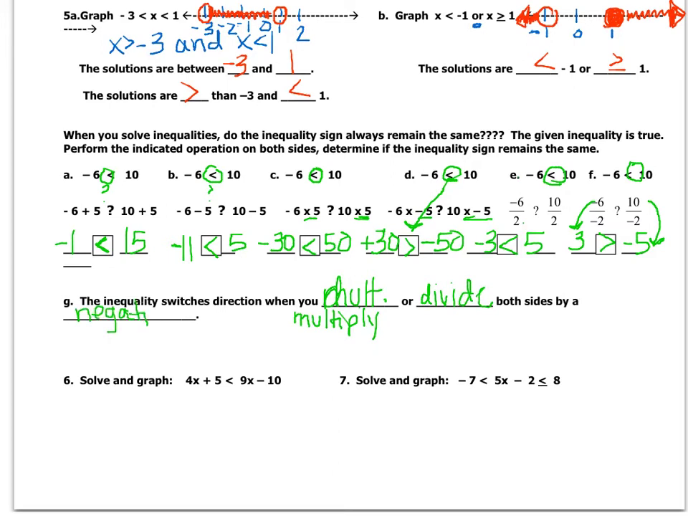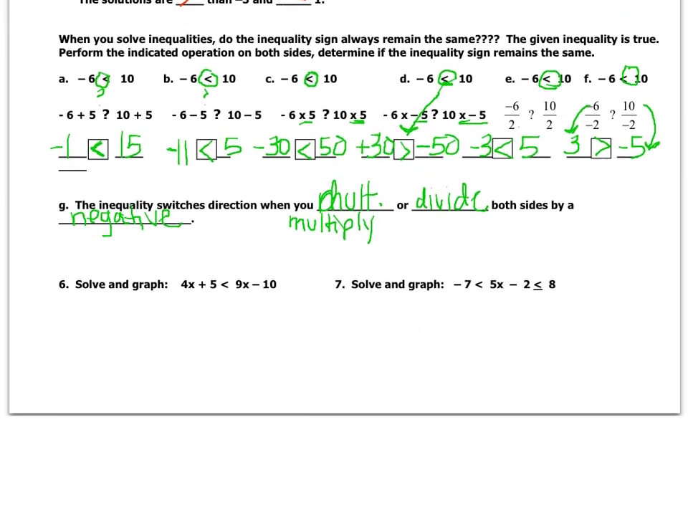And this is something you've seen before, so hopefully this is just a great reminder for you that this is when you switch your signs. So for 6 here, we're going to solve these and then we're going to graph them.